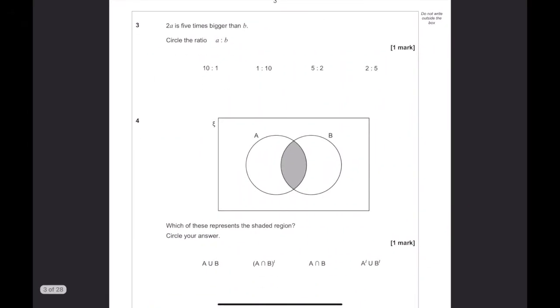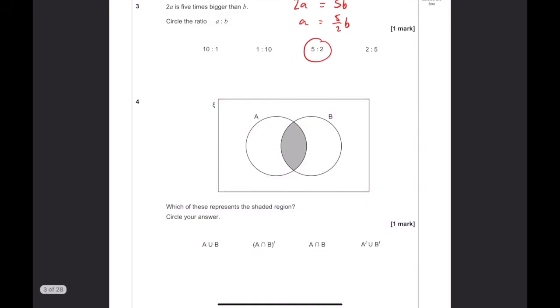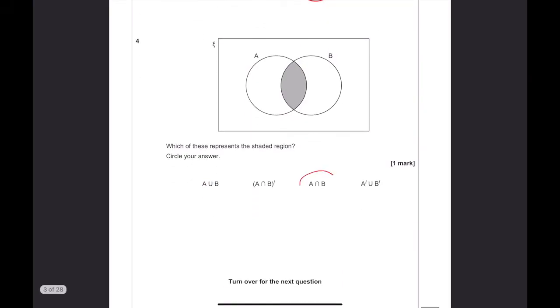2a is 5 times bigger than b, circle the ratio a to b. So 2a equals 5 times greater than b, so a is going to be 5 over 2 times b. So the ratio of a to b is going to be 5 to 2 because a is 2.5 times the size of b. Which of these represents the shaded region? That is just A intersection B, or A ∩ B.